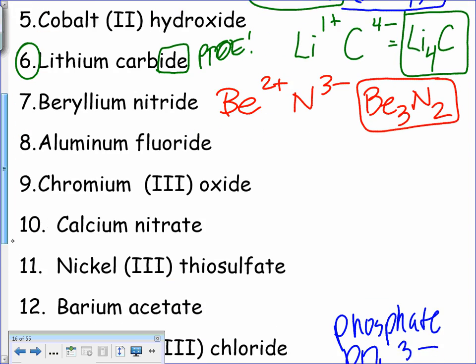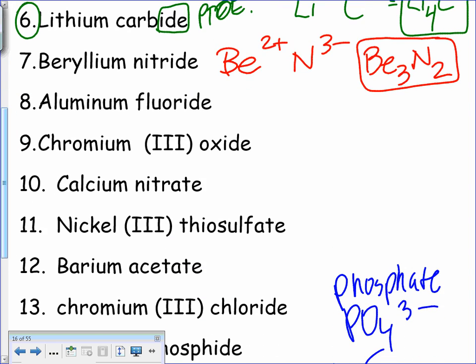Looking on the same list that I had earlier, let's go down to number 9. Chromium 3 oxide. You should be able to rattle these off to me now. Tell me the charge. So chromium with the 3 plus charge, Cr3+. Oxide, the ide ending means look at the periodic table. Looking straight on the periodic table, tell me the charge of oxygen. 2 minus. Good. Crisscross, what do you get?